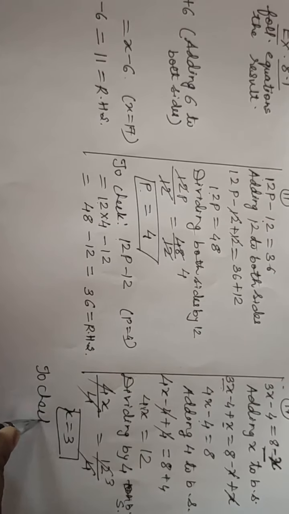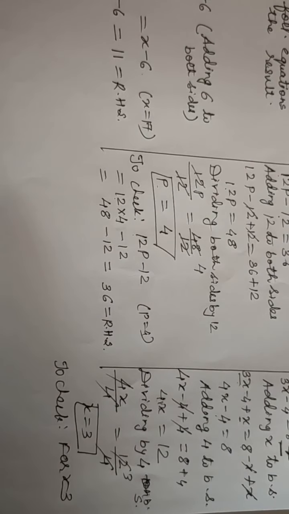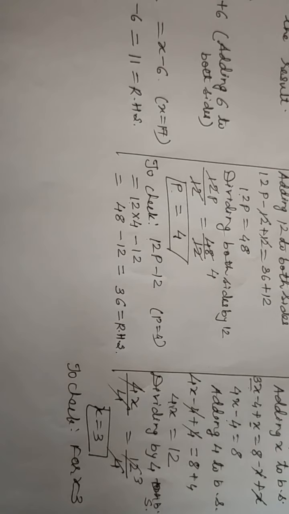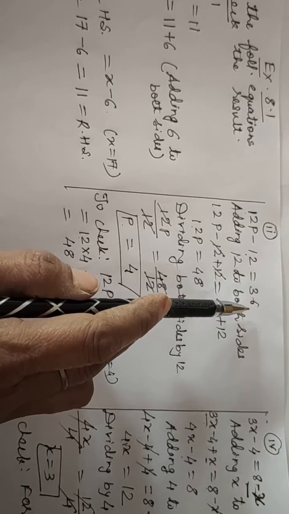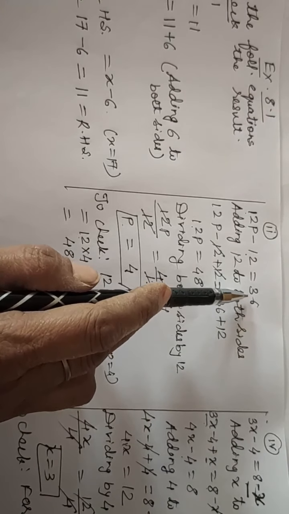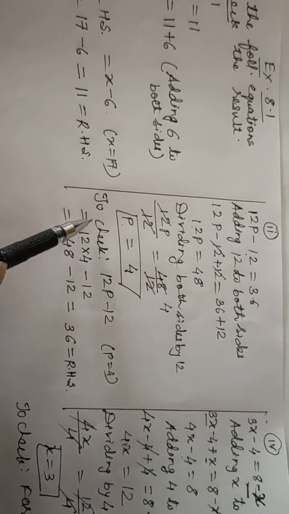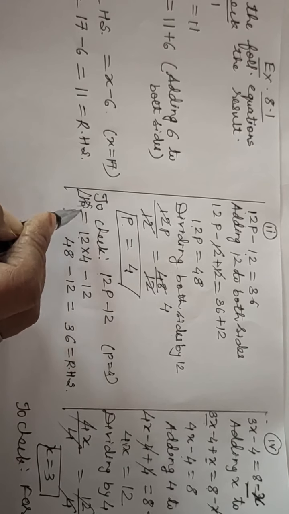Again, to check for x equal to 3, let's see whether we get the right hand side or not. Now children, in the previous examples, what we have seen is that on the right hand side you have only the number. There was no variable, so we have not simplified the right hand side. We have simplified only the left hand side.